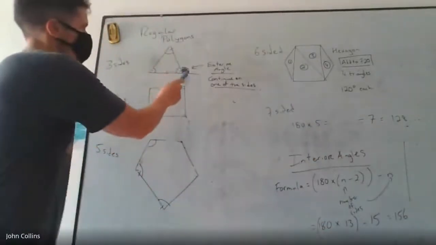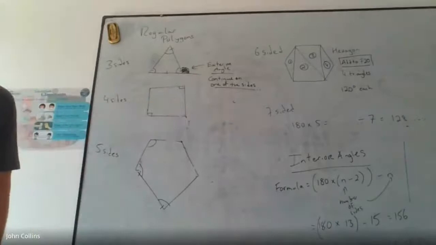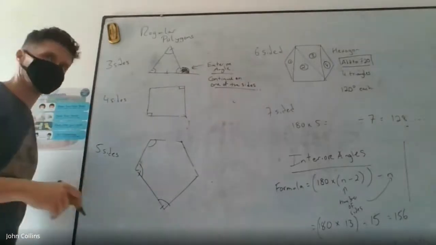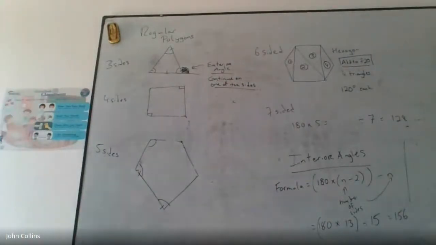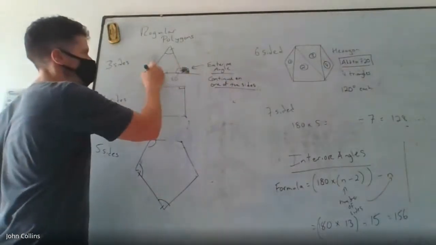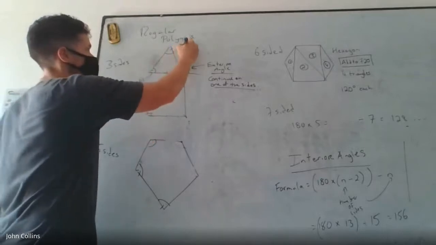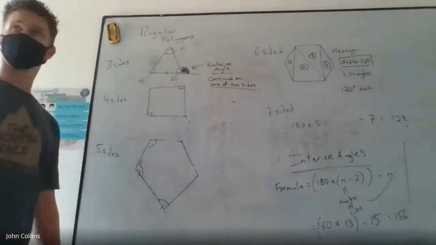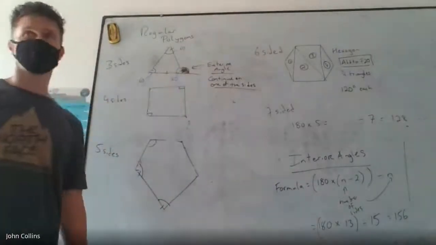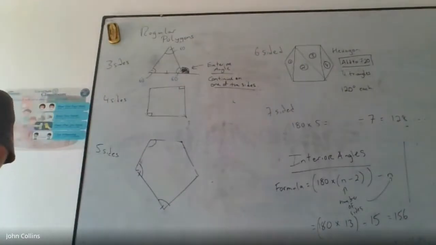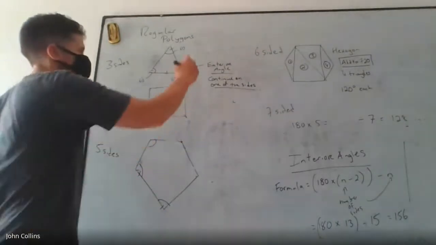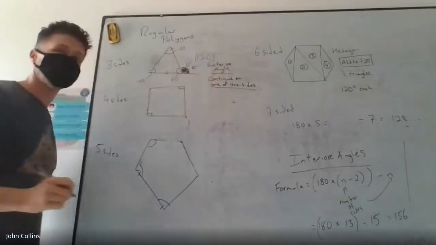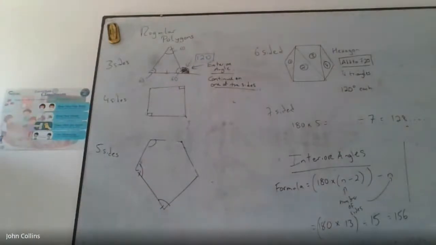Together they're 180, so what's the exterior angle? Remember, each of these is 60. It's not a circle, it's a straight line, so it has to add to 180. 60 plus 60 is not 180. 120. So the exterior angle of a 3-sided polygon, a triangle, is 120.